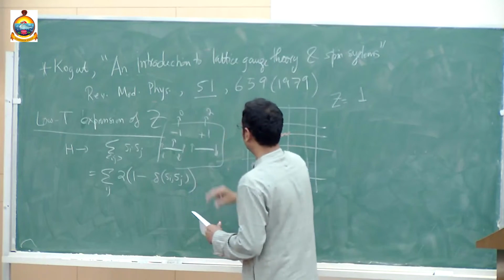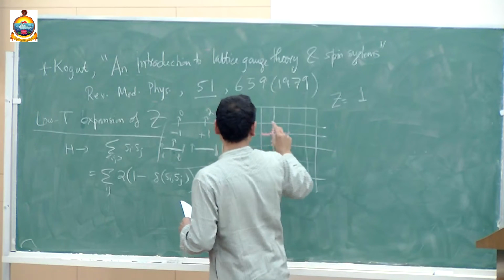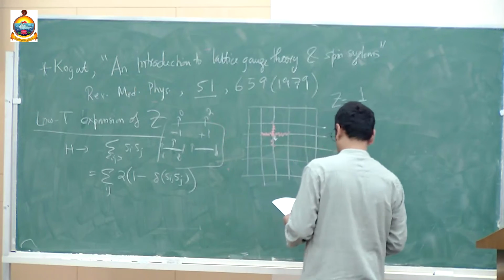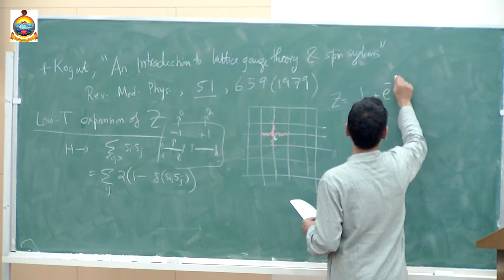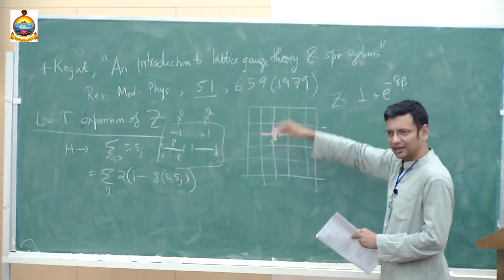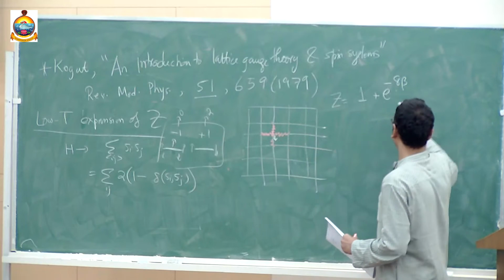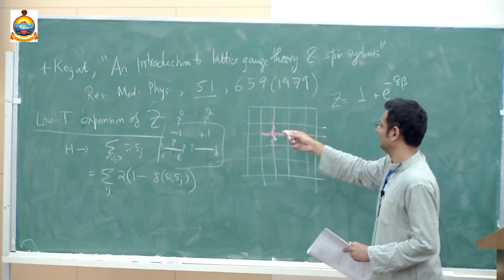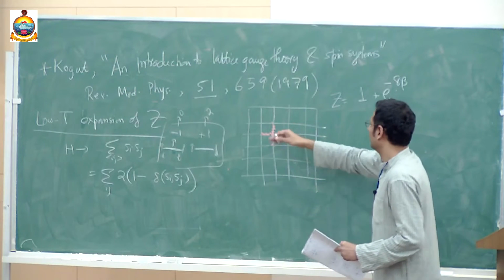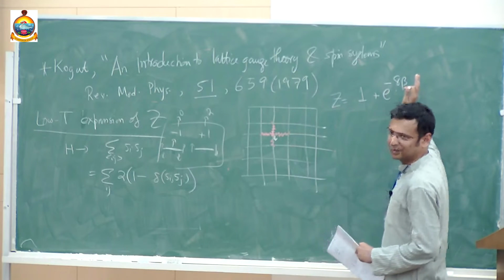Each bond breaking gives me a factor of 2. So there is 2 plus 2 plus 2 plus 2, so there is 8. So there is an exponential factor e to the minus 8 beta due to the energy cost. Agreed? Everybody agrees? And you should then tell me how many such spin flips can I do, or what is the degeneracy factor associated here?